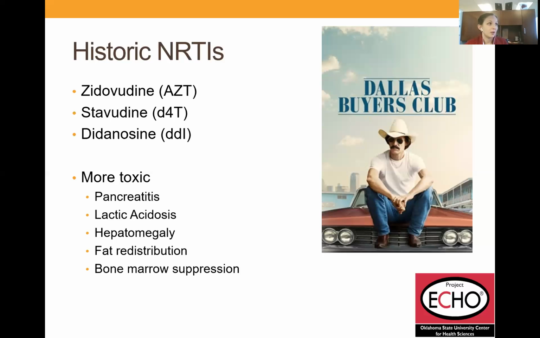Of note, I'm not going to talk about it today, but zidovudine is still used postpartum and in the perinatal period for HIV prevention if the child is being born to an HIV positive mother. But that's really the only place that it's used in today's modern world.